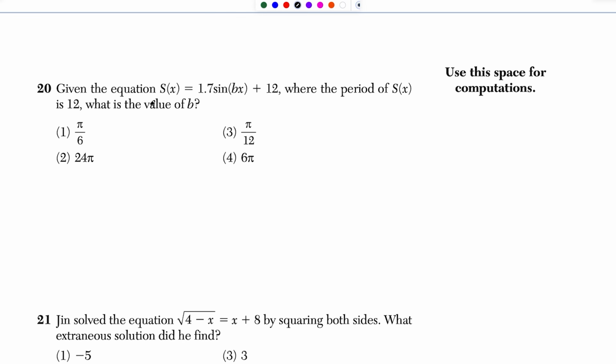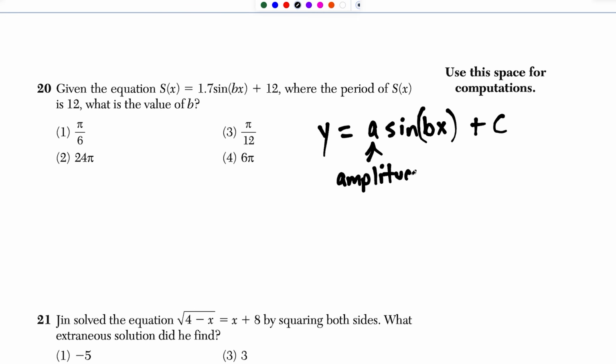Question 20, given the equation s of x equals 1.7 times sine of bx plus 12, where the period of s of x is 12, what is the value of b? So for these types of questions, what we should know, and I'll write it in terms of sine, is we should know the general equation for a sine curve. And this also works for cosine as well. So when I have something like this, what the value a tells me is my amplitude. Okay, so this is the amplitude. The b value is the frequency.